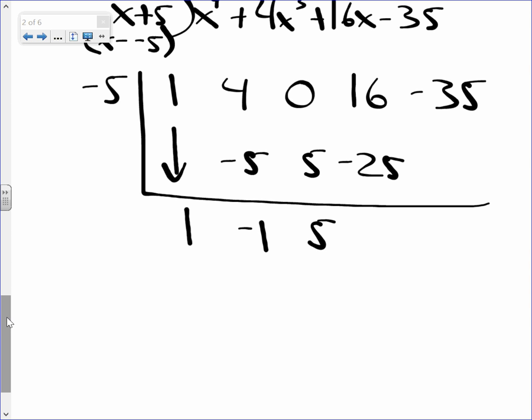I'm bad with mental math, I'm telling you. Sounds good to me. Multiply, positive 45. Add. I want to say a positive 10 if I'm not mistaken.